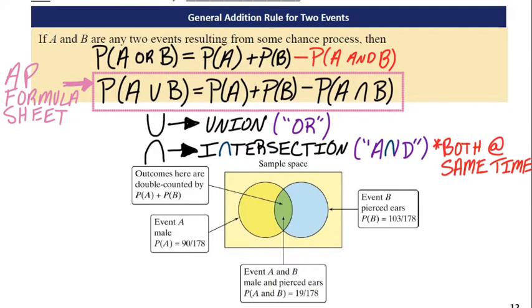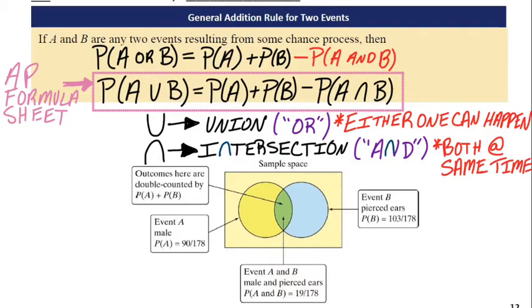So just so you're aware, that's the formula and the notation that you're going to see on the AP exam formula sheet. So the and, they both happen at the same time. The or, either one can happen. We don't care which.